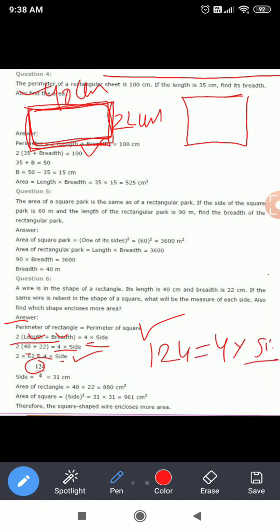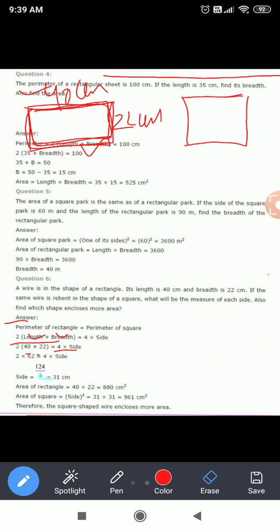So side of the square will be 124 divided by 4. It has come 31 centimeter. So we have got side of the square in this way. Now we have to tell that out of these two figures, which figure will cover the more area. Okay, so now if we have to find the area which is greater, for that first we have to find area for both the figures.